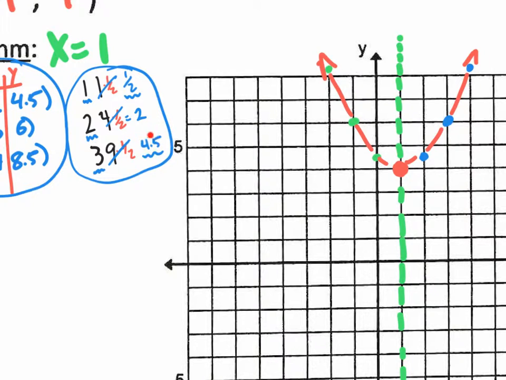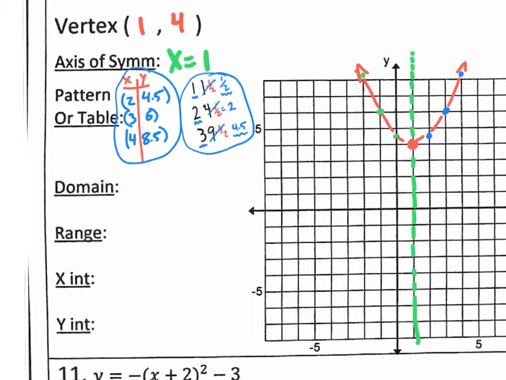If I go 3 over, 4.5 up, 1, 2, 3, 4.5 is halfway up off the graph. And that's how I'd get those same exact coordinates. I'd map them over and I'd have the same parabola. So it's totally up to you, using the pattern or the XY table. You choose. All right? The domain, x equals all real numbers.